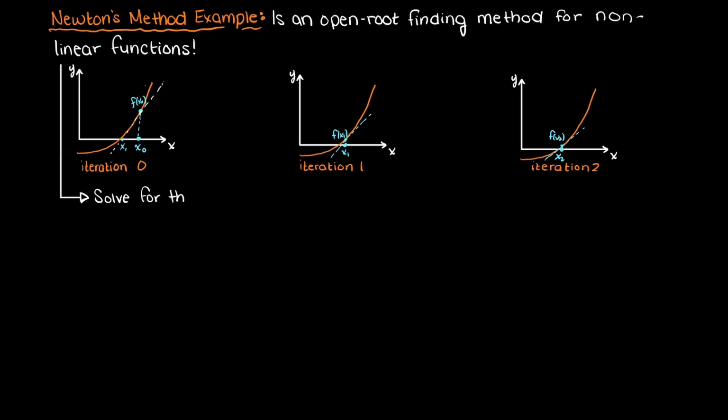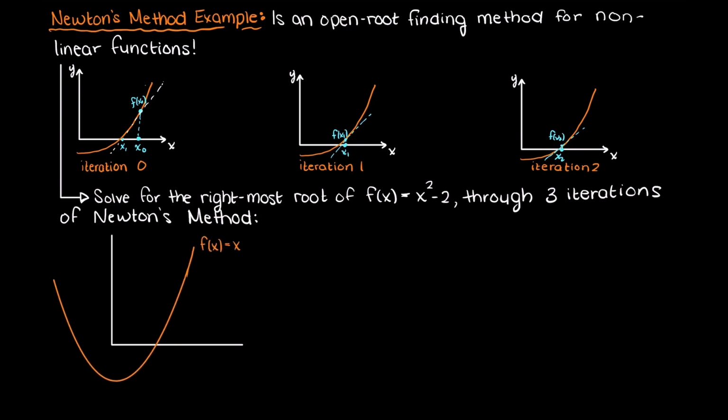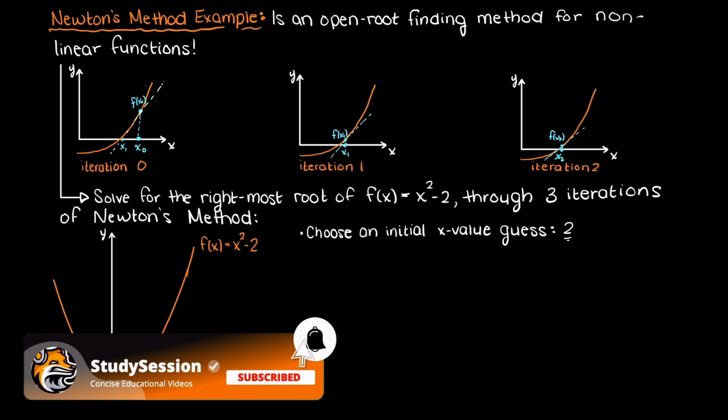Alright, so we are told to solve for the rightmost root of the function here, f of x is equal to x squared minus 2, through 3 iterations of Newton's method. So, the function that we are given is just a parabola that is shifted in the negative y direction. Our first step in Newton's method is that we must choose an initial input guess value. So let's just use 2.